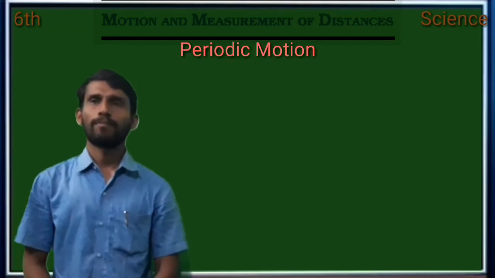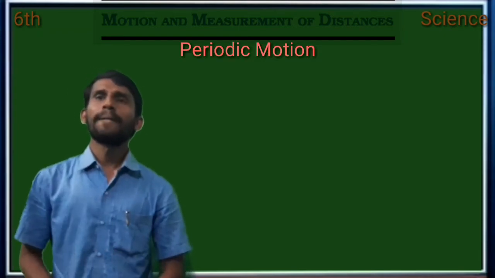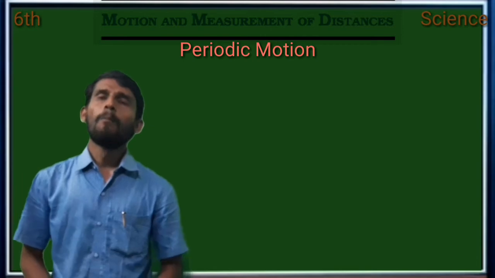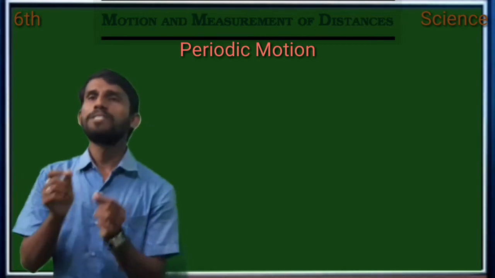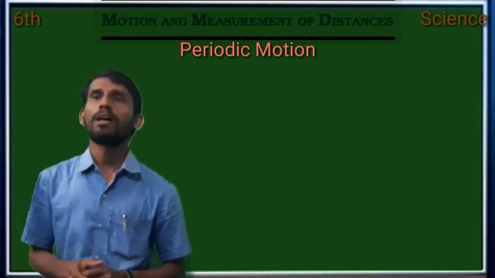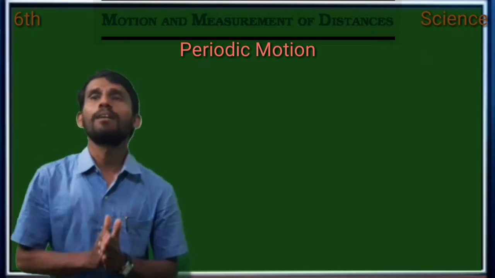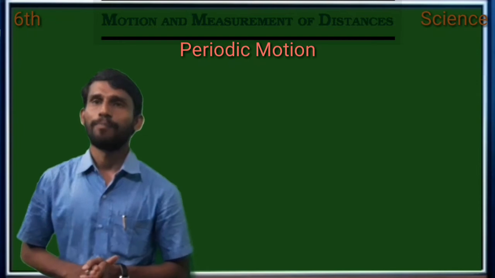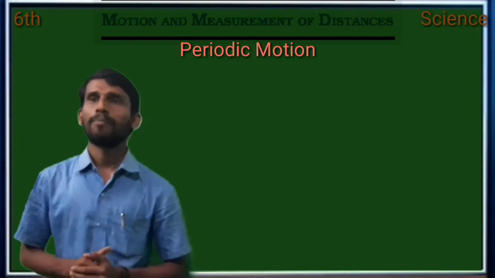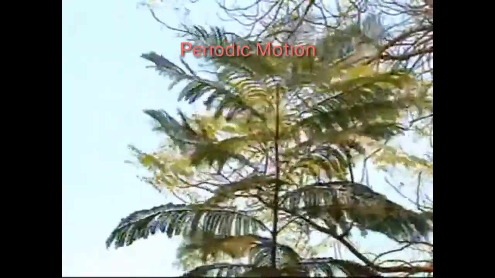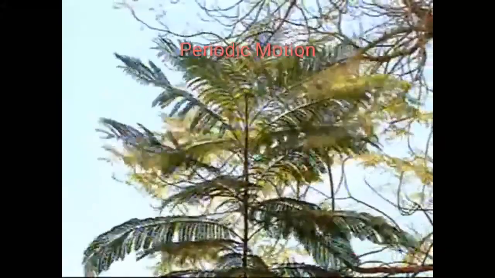Dear students, next one, periodic motion. Periodic motion means motion in which an object repeats its motion after a fixed interval of time. That is what we call periodic motion. For example, the branch of a tree. This is one of the examples for periodic motion. And a swing. This is also one of the examples for periodic motion.